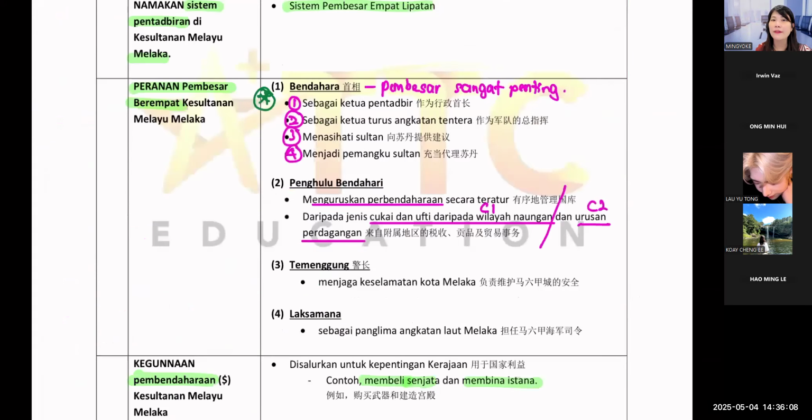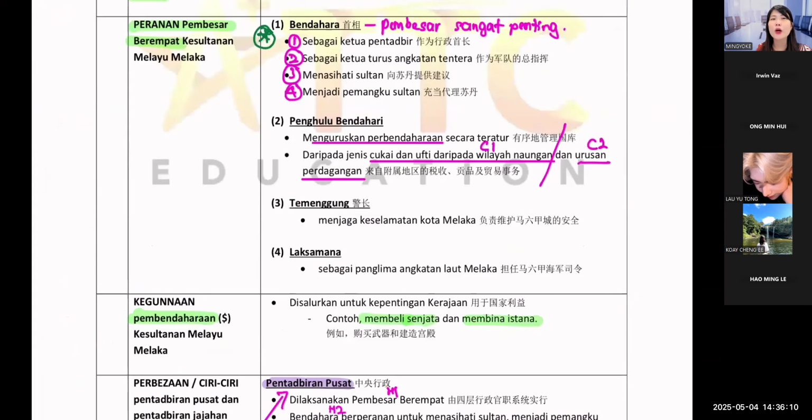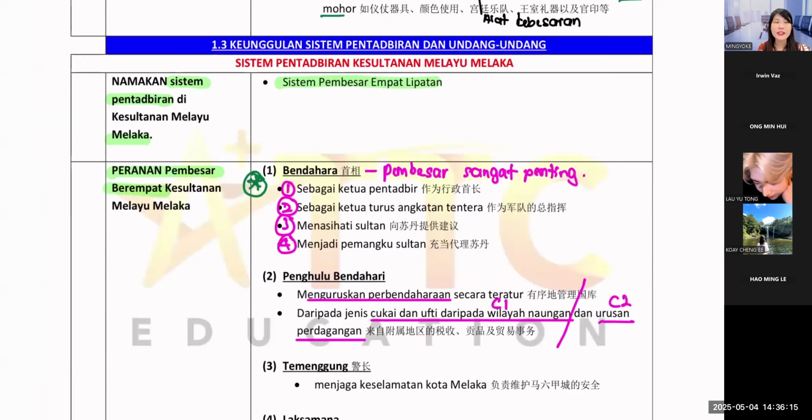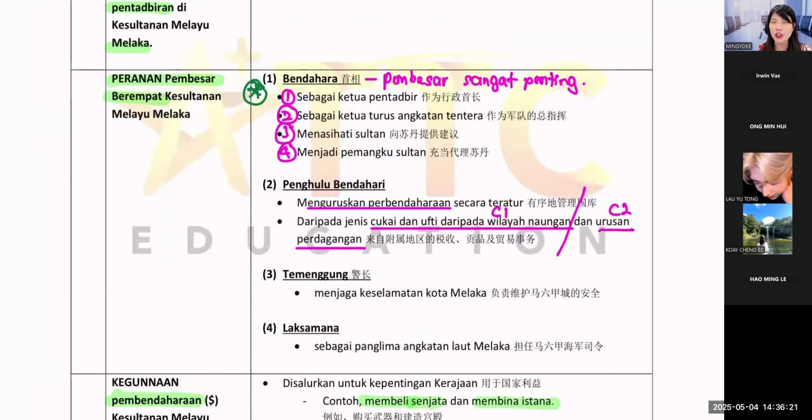So under this case, we're going to go into our sistem pentadbiran. The name of the sistem pentadbiran for Malacca is called Sistem Pembesar Empat Lipatan. And we have the Pembesar Berempat, in charge of different things, especially the Bendahara, which is very important. They like to ask about it. The Bendahara is the Ketua Pentadbir, Ketua Turus Angkatan Tentera, menasihati Sultan, menjadi pemangku Sultan.